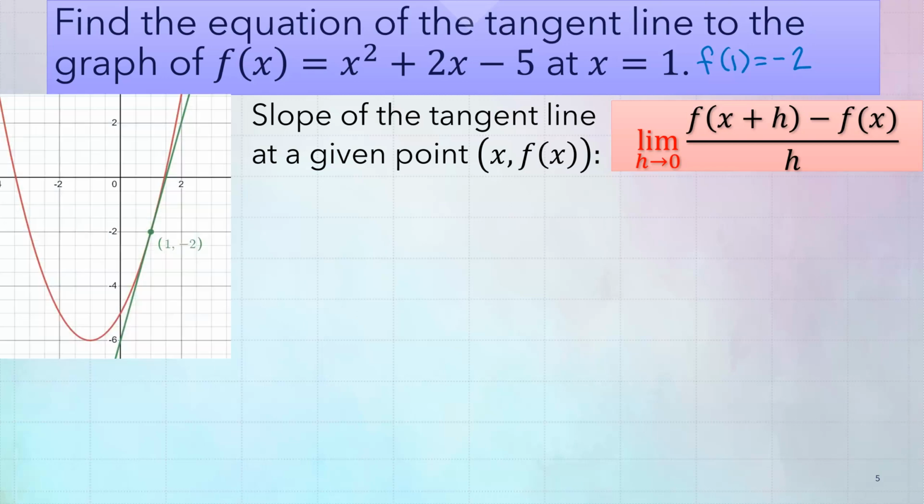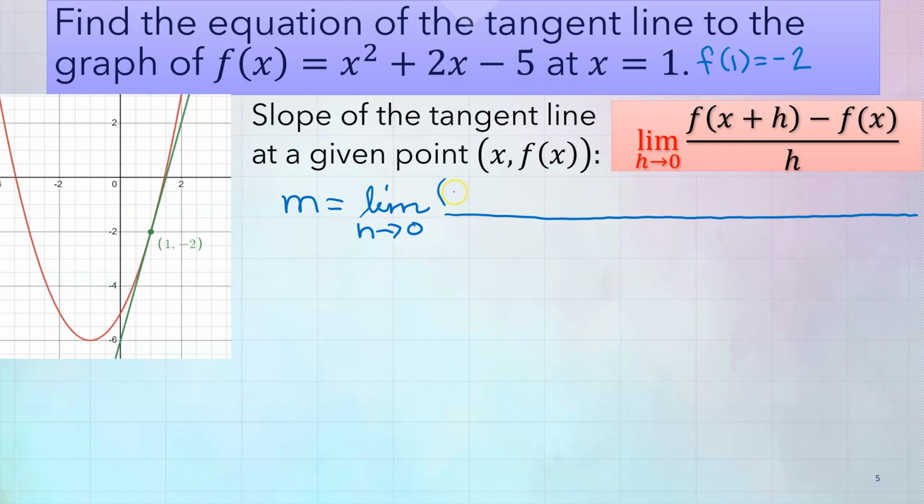Now, the function is a parabola. That's the red curve there, the red U shape. The tangent line is the green line there at the point 1, -2. So we're looking for the equation of that green line. Now to do that, we would say, well, let's go find the slope. The slope is the limit as h goes to 0 of f of x plus h minus f of x. F of x plus h would be wherever x is, you would put in x plus h.